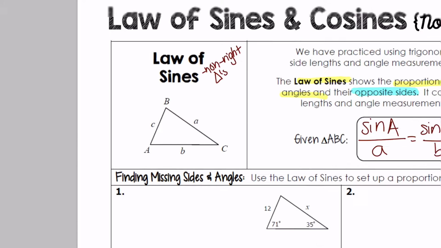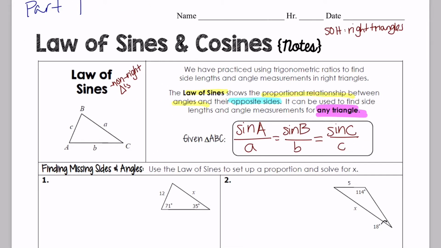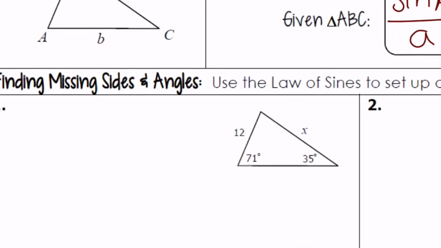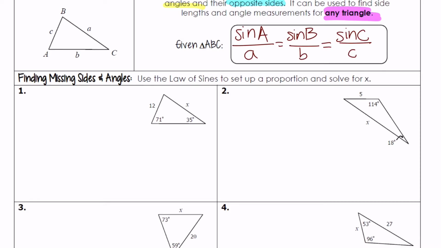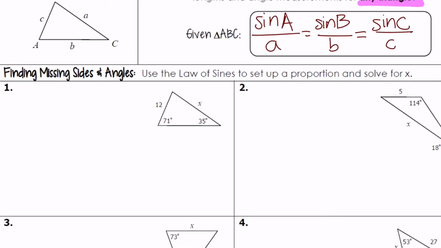So basically what this is saying is if I have either two sides and an angle or two angles and a side, I can find another side of that triangle. Okay? So let's kind of put this to use. The front page is all finding missing sides. So it's important that you pay attention to which parts you're given and which parts it's asking for. We're going to use the law of sines and set up a proportion to solve for x.